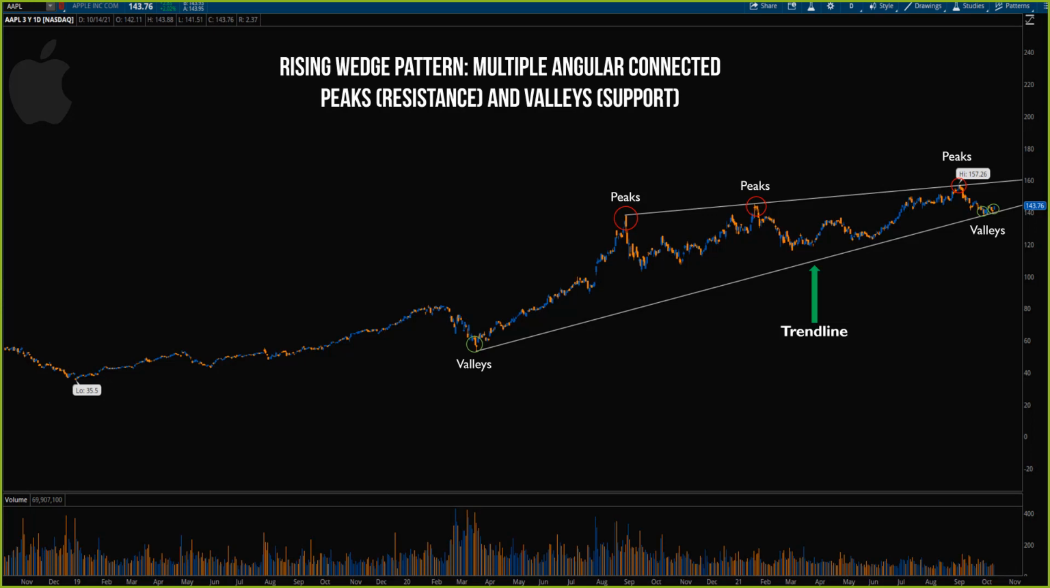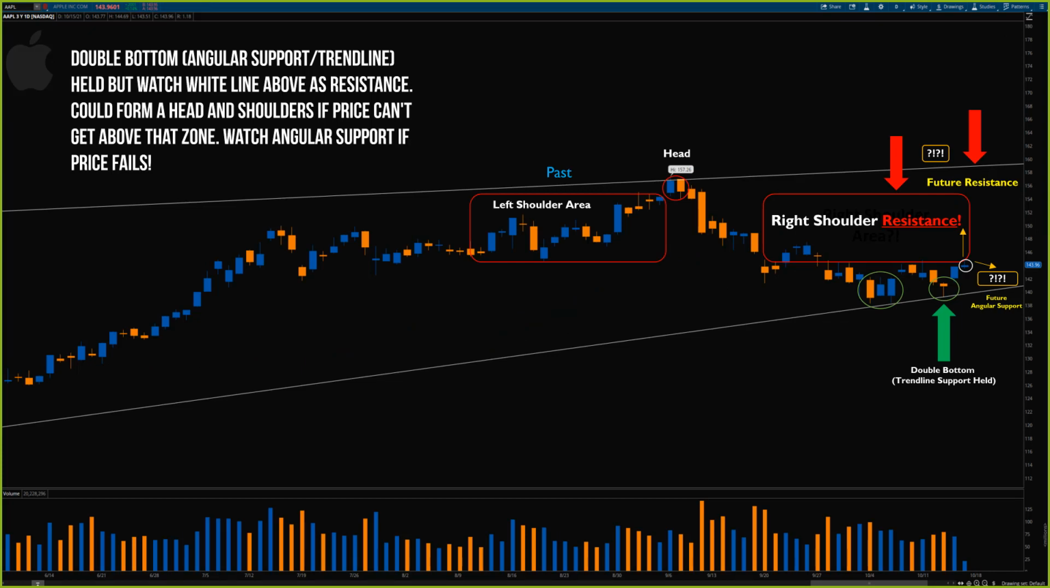So now we zoom into this chart here on Apple, and you'll see there was a double bottom off angular support, off that trend line. See those two green circles? But you want to watch that white line above as resistance if it goes up. You'll see I circled where price is, but we don't know where it's going to go, right? Is it going to go up or is it going to go down? Well, that's where we've got to watch price action, zoom in, zoom out on the charts.